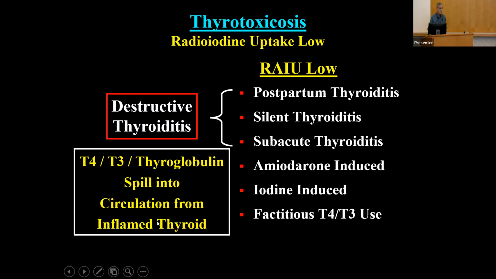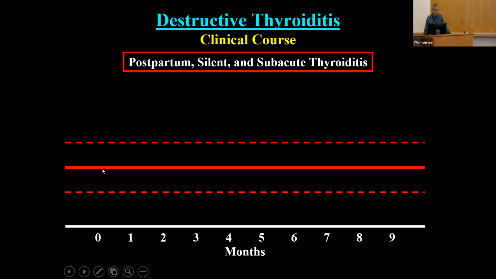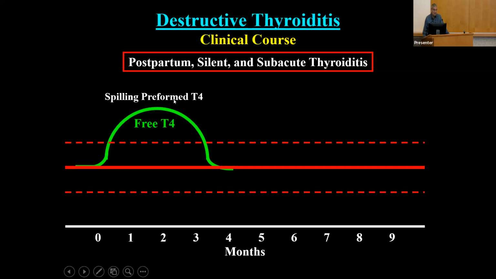But the gland is inflamed, it's not working. So there's no uptake of radioactive iodine. They're not making thyroid hormone. They're just spilling out what they've already made. So this is the clinical course of postpartum, silent, and subacute thyroiditis. Okay, this is going to be the normal range here between these dotted lines. So the gland becomes inflamed, starts breaking apart follicles. T4, T3, and thyroglobulin spill out. So I just list T4 here. The gland spills out its preformed T3. The T4 level in the bloodstream goes up, so the TSH is low.